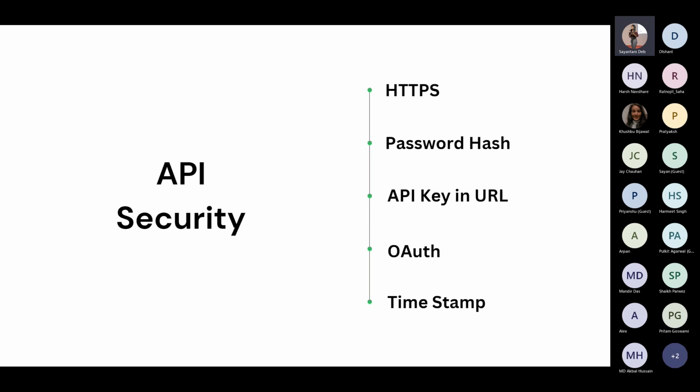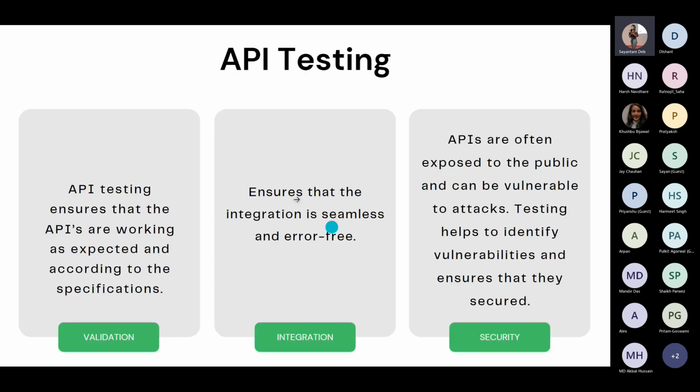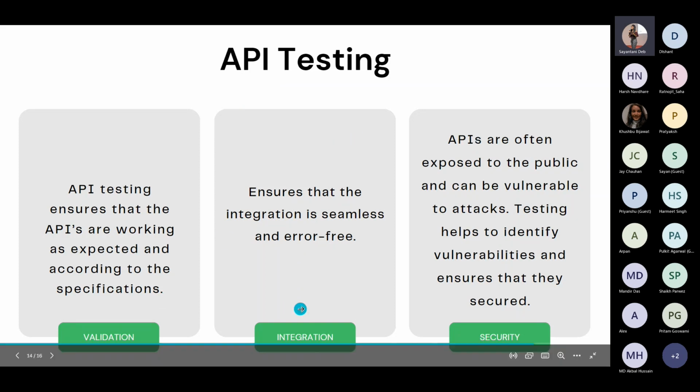Now, that's a lot on API security. Let's hover over to API testing. So we can say API testing is to test whether the API is working correctly or not. There are specifically three procedures by which we make sure: validation, integration, and security. It is like checking that the secret code works correctly.